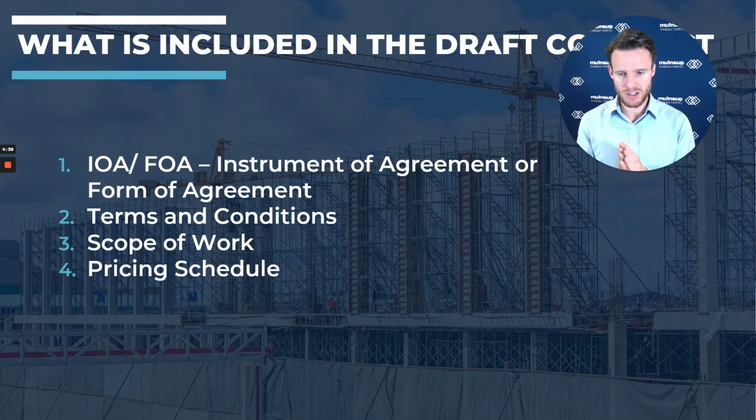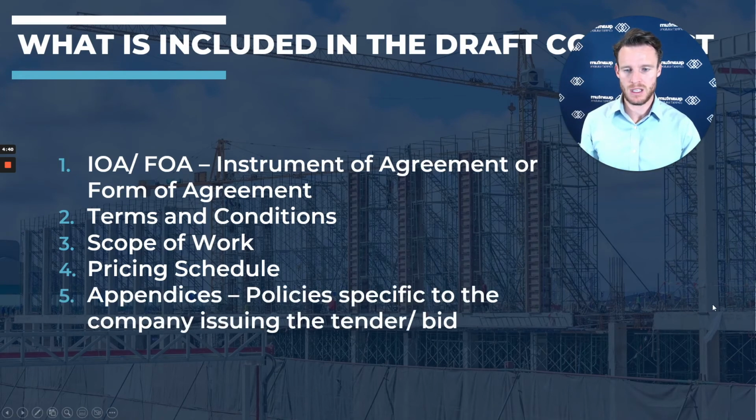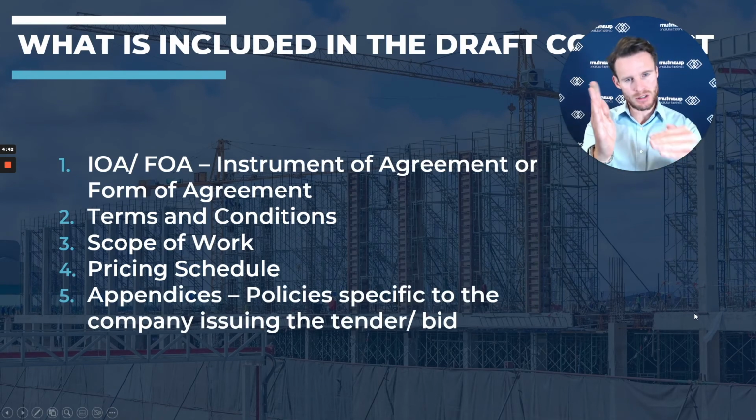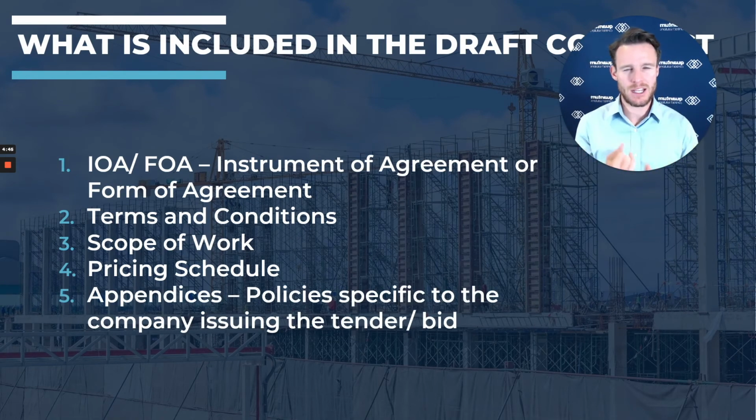So you've got the instrument of agreement or the form of agreement. I'm putting both options because they're sometimes called different things, right? Instrument of agreement, form of agreement, right? That lays out the who's who and the order of precedence in the end, right? Then we have the terms and conditions, all of the mechanisms. What happens when this happens? What happens when this happens? Who's at fault? Who's to blame? Blah, blah, blah. Then we have the scope of work.